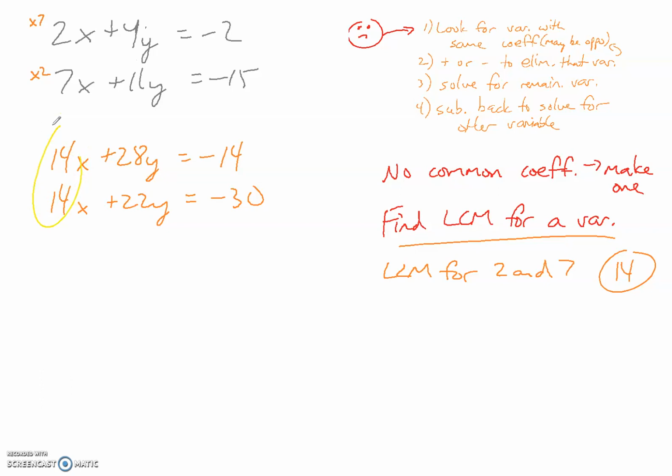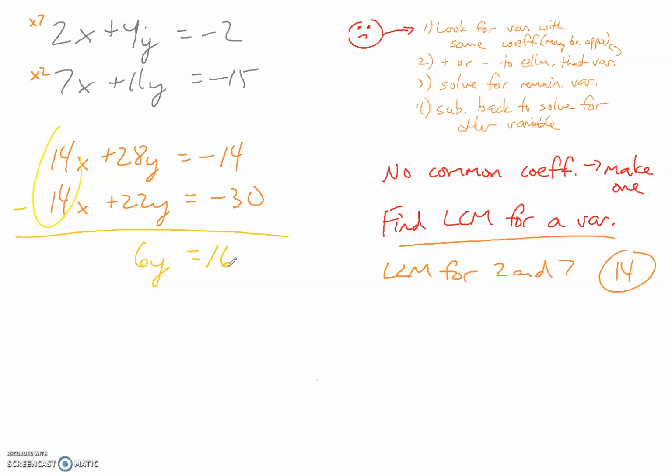Perfect. So now what I'm going to do is subtract these guys. I'm going to subtract them to get rid of the x values. So 14 take away 14, 0x. 28y take away 22y leaves me with 6y. Negative 14 take away a negative 30 actually turns to a plus 30. So negative 14 plus 30 leaves me with 16.